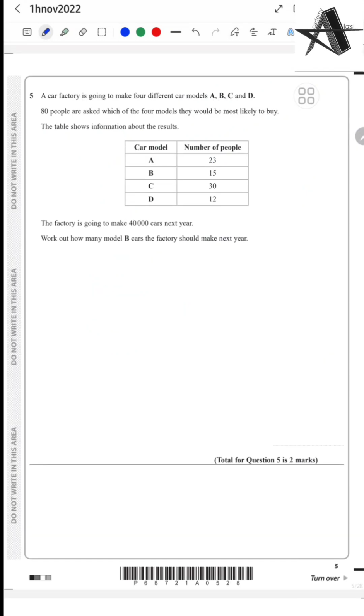A car factory is going to make 4 different car models A, B, C and D. 80 people are asked which of the 4 models they would be most likely to buy. The table shows the information about the results, and that's given. The factory is going to make 40,000 cars next year. Work out how many model B cars the factory should make next year.